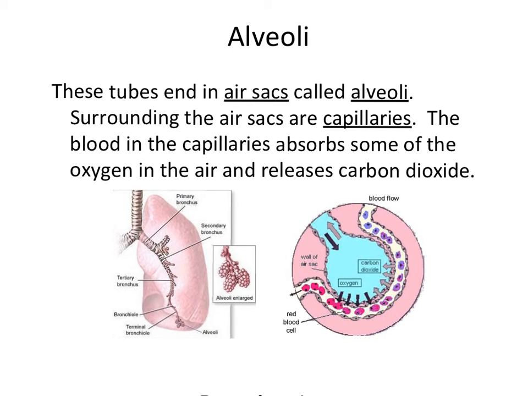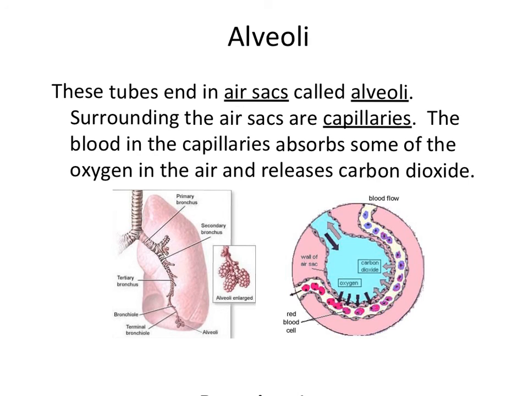These gases are always moving from areas of high concentration to low concentration. If you recall, that is diffusion. Oxygen has a high concentration in the alveoli and a low concentration here, so oxygen is going to move into the bloodstream. The opposite is true for carbon dioxide. We have a high concentration in the blood and a low concentration in the alveoli, so they're going to leave the blood and go into the alveoli, which is great because that's exactly what we need to happen.